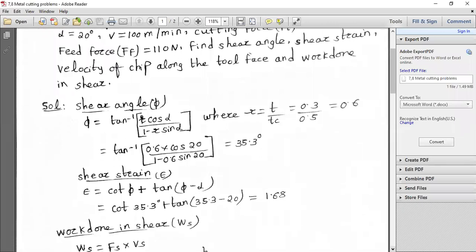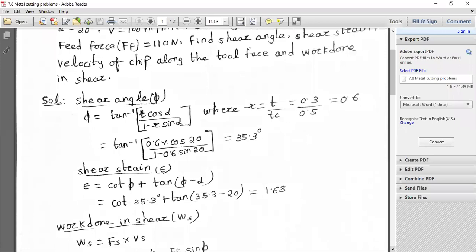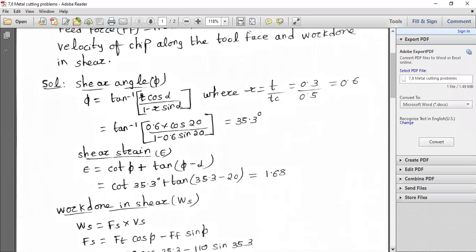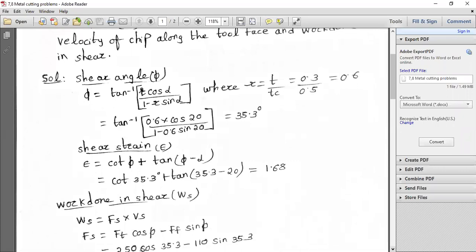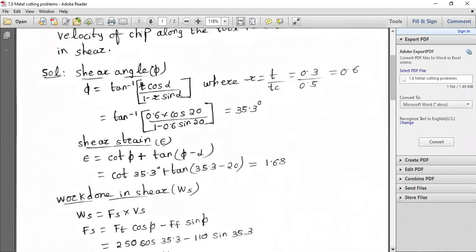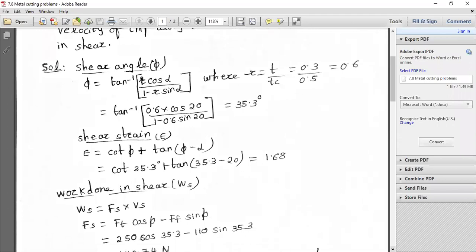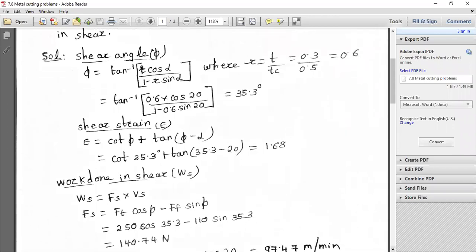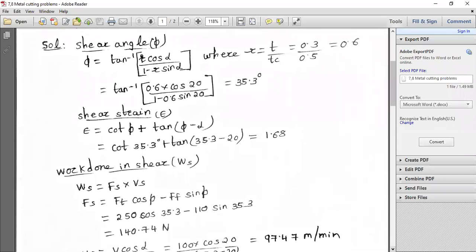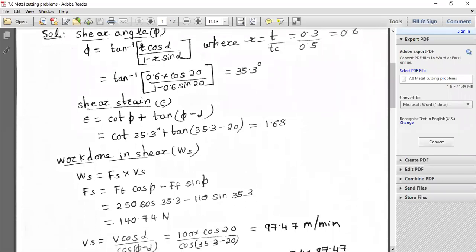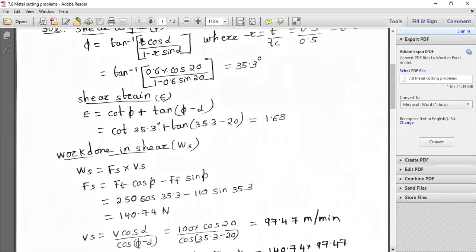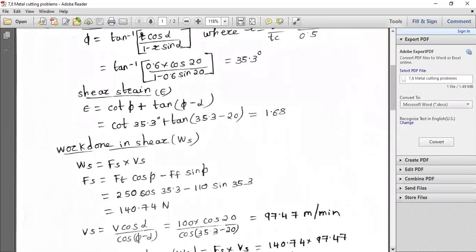So what is the work done in shear? Already I told you, for work done in shear you have to know the shear force and the shear velocity. And from the fundamentals, what is the shear force? This is Ft into cos phi, because the shear force will be along the shear plane, and that is given as Ft into cos phi minus Ff into sin phi. So that is the shear force. What is Vs? Vs is given by V cos alpha by cos of phi minus alpha. All these derivations are in the merchant circle diagram.